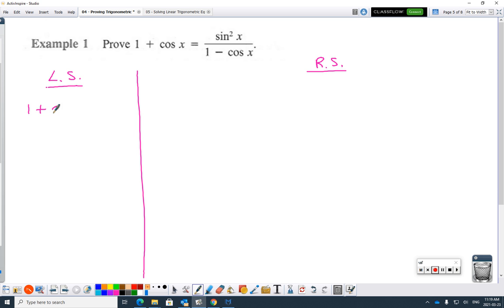So the left side is 1 plus cos x. The right side is sine squared x over 1 minus cos x. And I hope you can agree that the right side is way more complicated than the left side. It will be easier to turn the right side into looking like the left side than the other way around, because what are you supposed to do with this? It's so simple on the left side. In fact, there's not much to do on the left side, and that's why I left so little room over there.